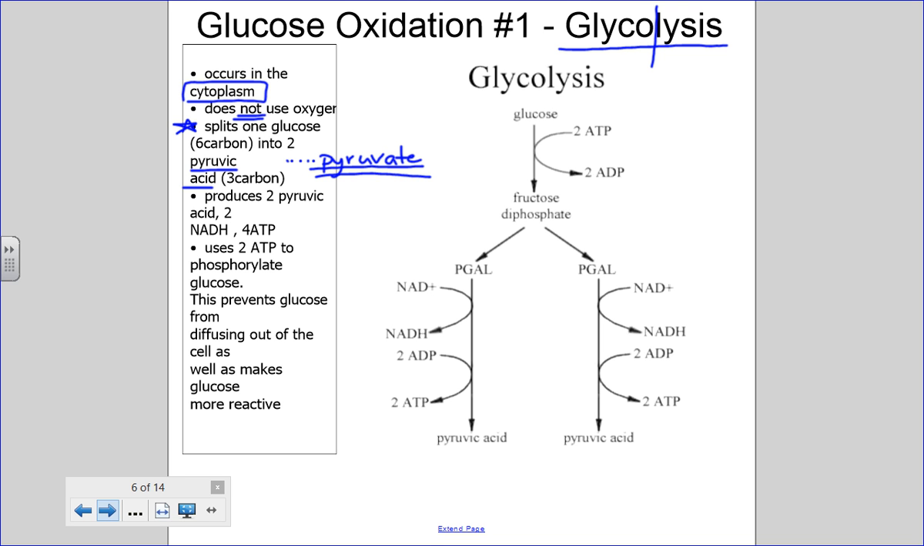So that's the point of this. I'm taking glucose, I'm splitting it in half. What do I get from glycolysis? What are the products? I get 2 of these pyruvic acids, or pyruvates, 2 NADH, and I technically get 4 ATPs, but I'm putting a star there.